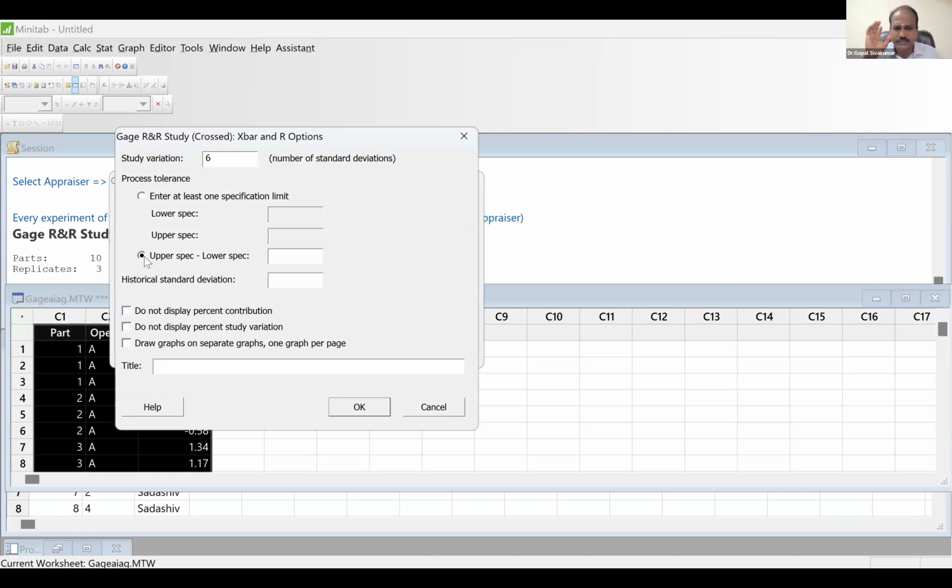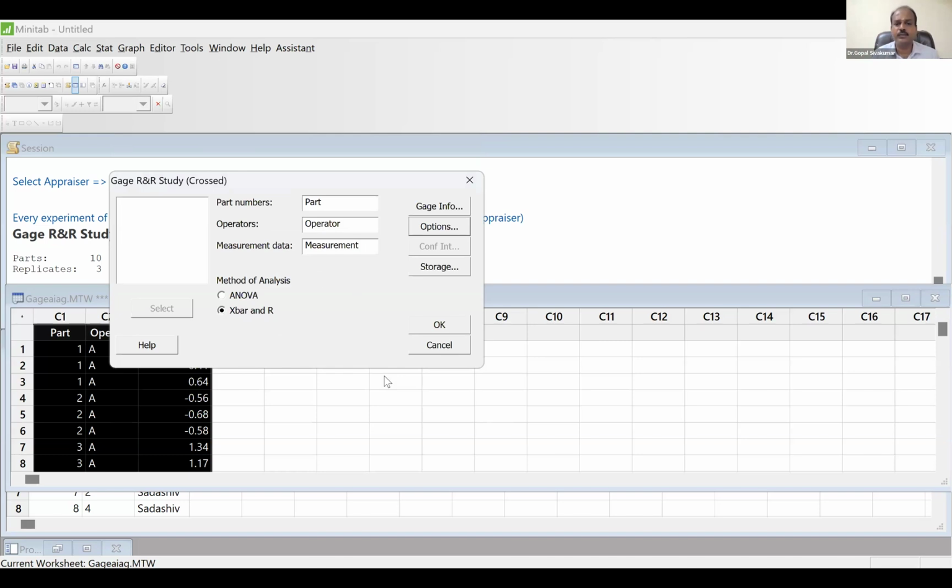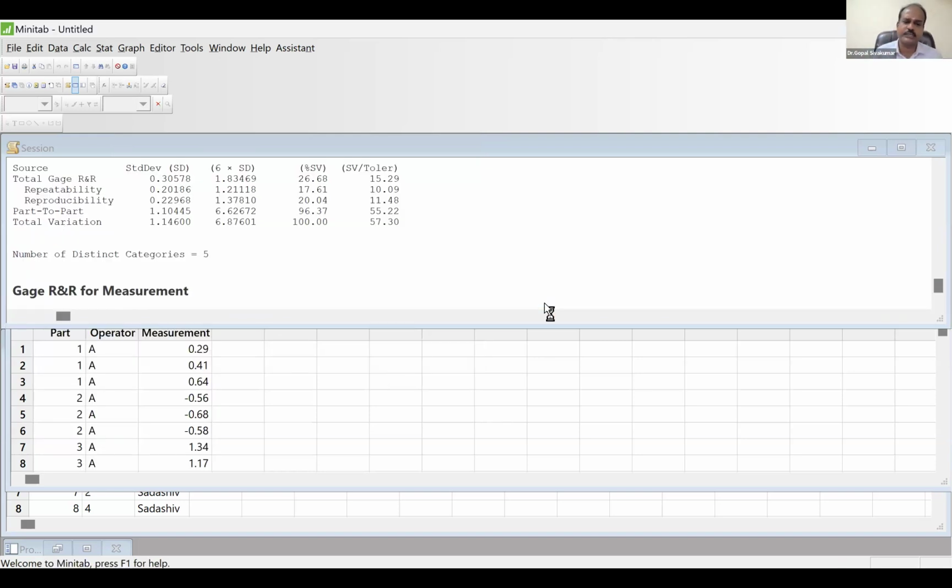What is the total tolerance given by the customer? Let me say the total tolerance given by the customer is some value, 12. With respect to the tolerance given, how much is the measurement error? Is it less than 10% or more than 10%? That is my concern. So you give OK, and then you give one more OK. Now Minitab will take care of all the calculation and generate this kind of graph.